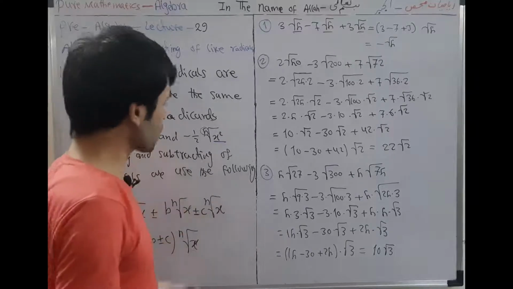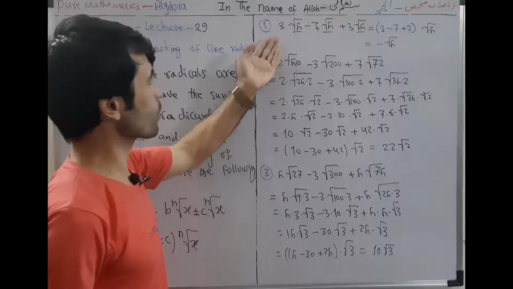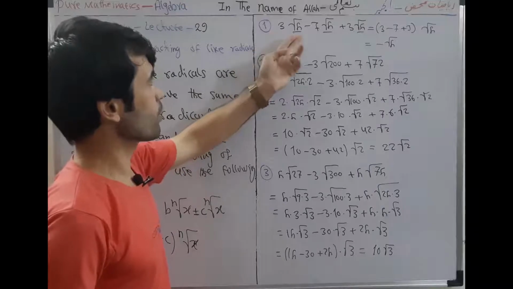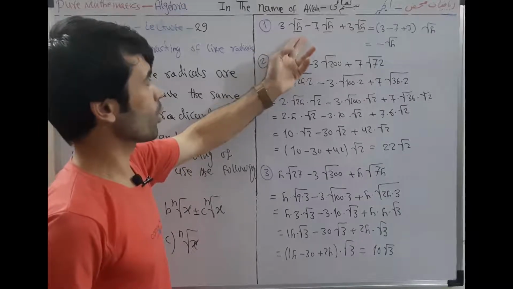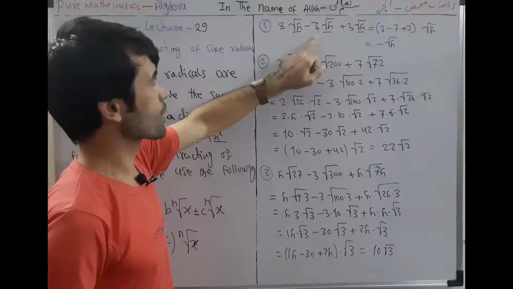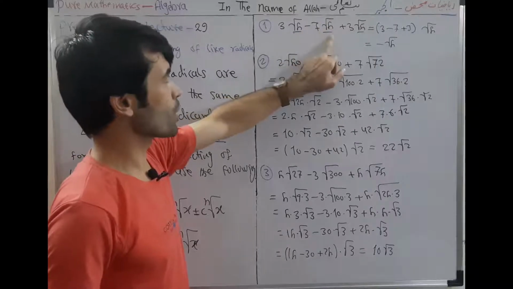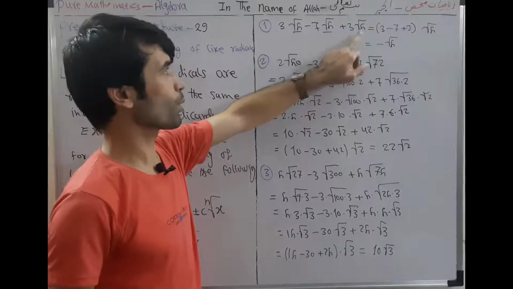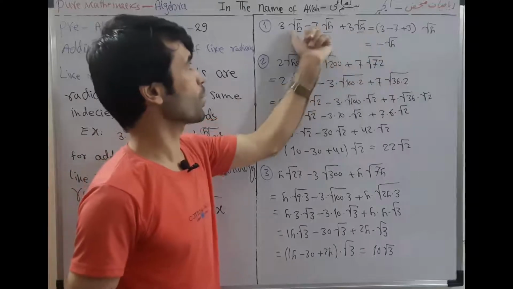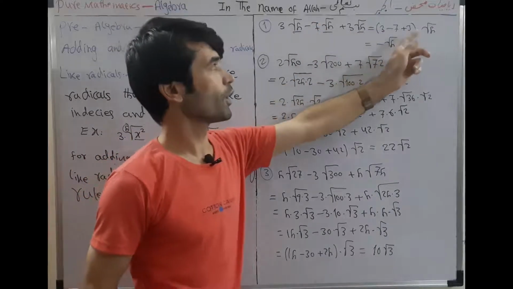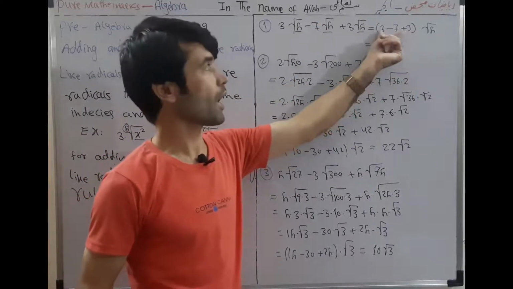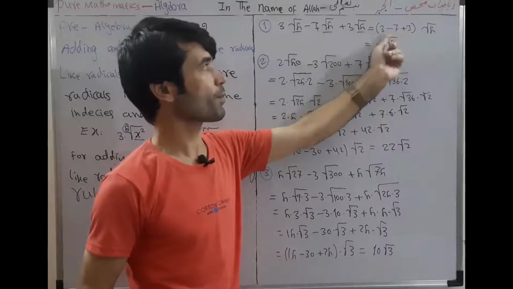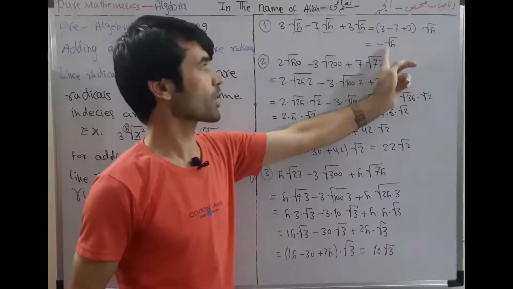We want to solve some questions. Here we have 3 questions we want to solve. First one, 3 multiplied by square root of 5 minus 7 multiplied by square root of 5 plus 3 multiplied by square root of 5. It is equal to 3 minus 7 plus 3. If we add and subtract these numbers, 3 plus 3, 6, 6 minus 7, it is equal to minus square root of 5.